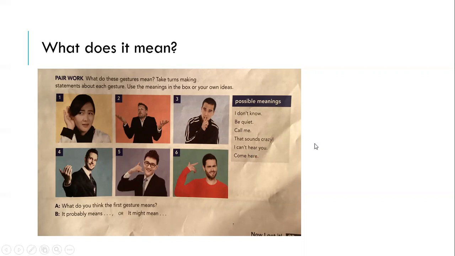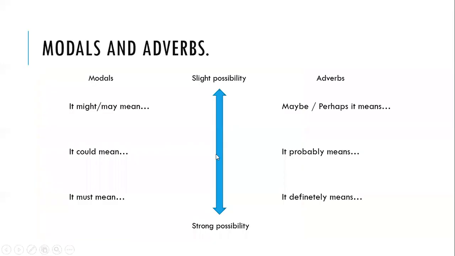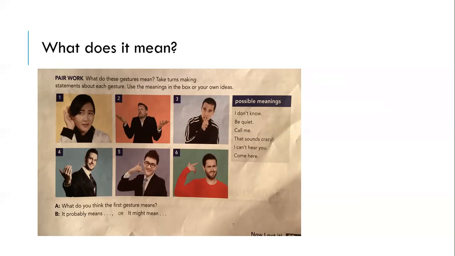Going back to the modals and adverbs of possibility, logic says that we are going to work only with these two, must and definitely, because these two are used when we are pretty sure about what we are seeing. And we are pretty sure about these pictures, right? We can see them and we know, for a fact, that they mean certain things.